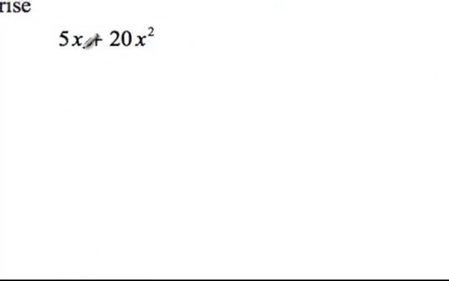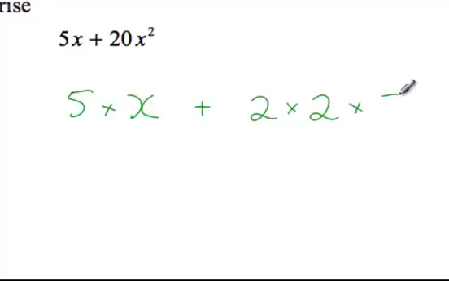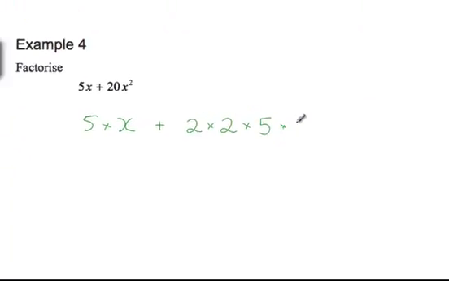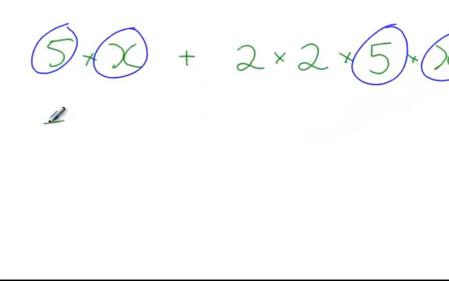Example 4, let's factorize 5x plus 20x squared. 5x, we can't actually do anything. We have 5 times x. 20x squared. Can we divide 20 by 2? Yes. That leaves us with 10. Divide 10 by 2? Yes. That leaves us with 5. And we have x squared, so that's times x times x. So let's look at anything that's similar. We have a 5 here and a 5 here. We have an x here and also an x here. So we can factor out 5x. Now, 5x times what? What are we left with here?